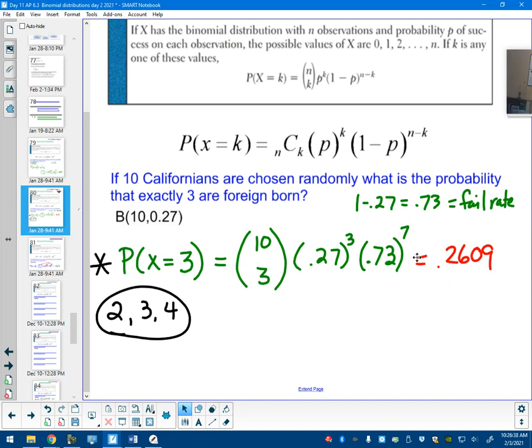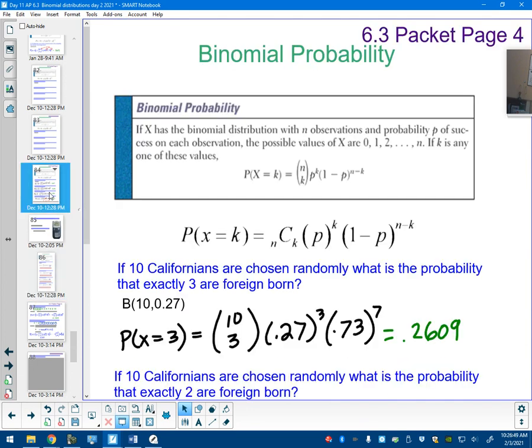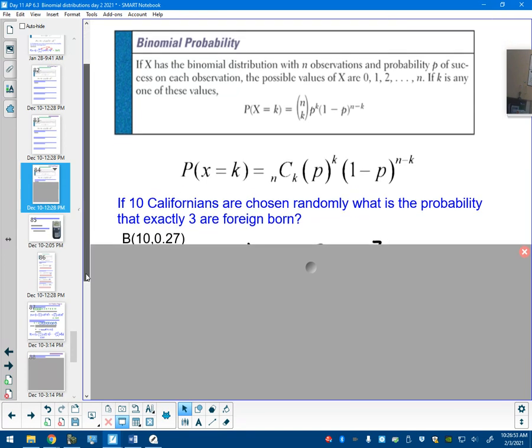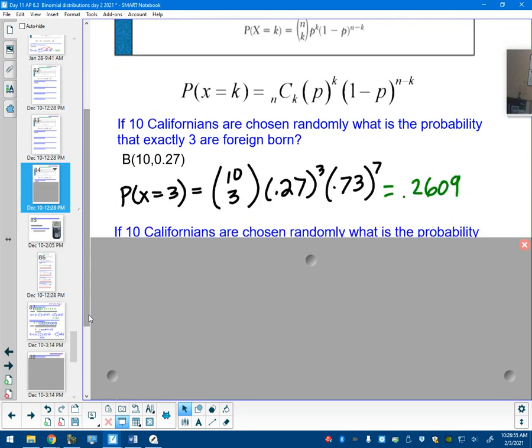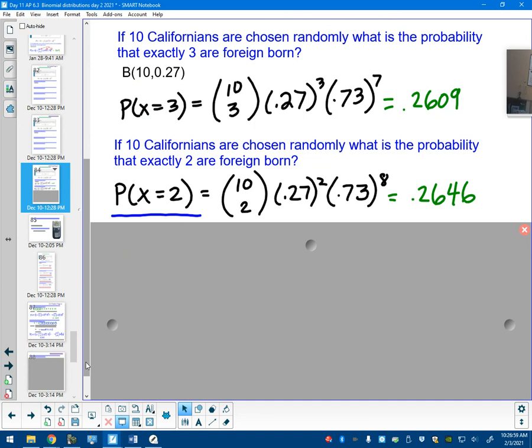Okay, ready? Everybody's had time? Alexa, what did you get for the second one, my dear? Wait till I find the answers. Okay, what'd you get? Just give me the 4-digit answer. 0.2646. Yep, and everybody should have that probability. This is exactly what I'm looking for on your homework tomorrow.